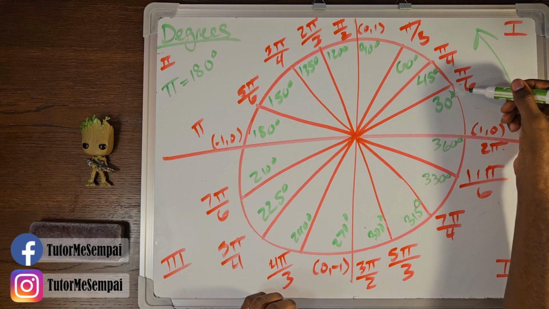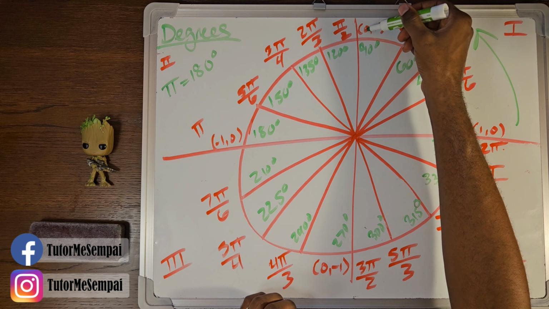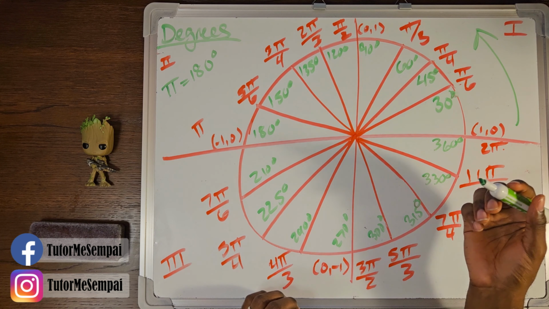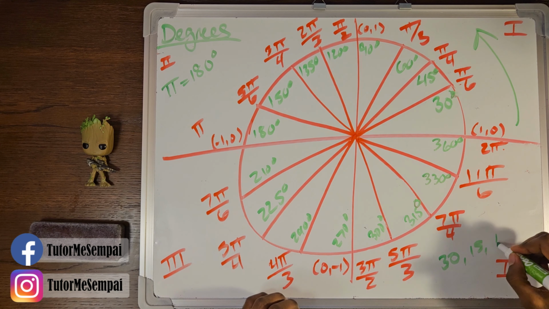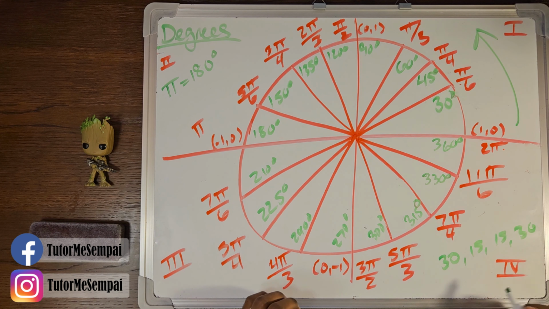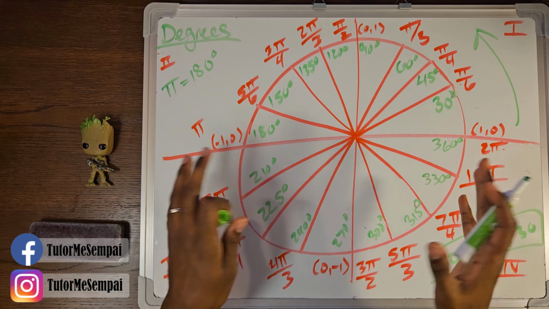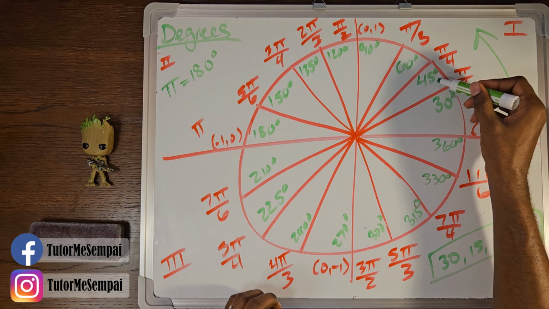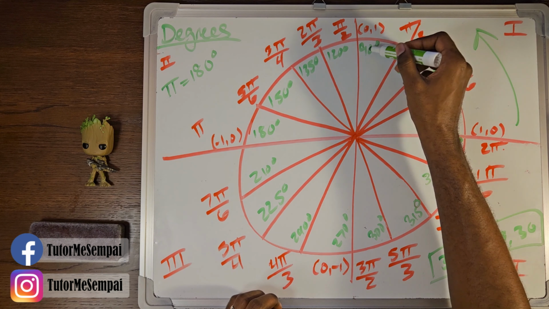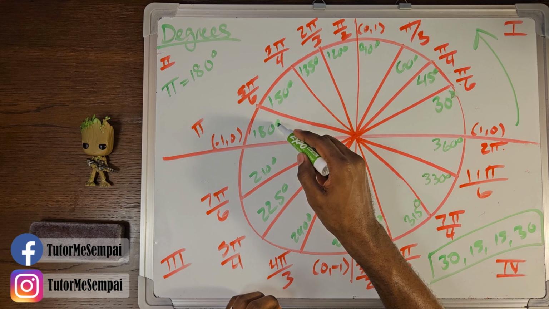Remember, 30 up, 15, 15, 30. And you're going to keep doing that same exact pattern. So it's 30, 15, 15, 30. If you can remember this pattern and count by that, you can easily fill in the rest of this unit circle. 30 up, 15, 15, 30. 30 up, 15, 15, 30.